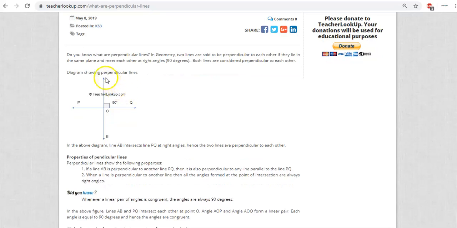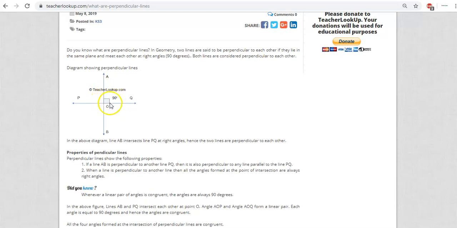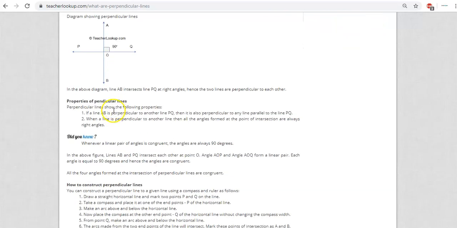So as you can see on this diagram, AB and PQ are both perpendicular to each other and meet at point O. Therefore, we can see there is a 90-degree angle at point O, which means they're both perpendicular to each other because they're at 90-degree angles. In the above diagram, as we saw, AB intersects with PQ at right angles, hence the two lines are perpendicular to each other.